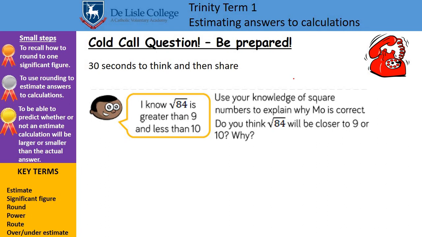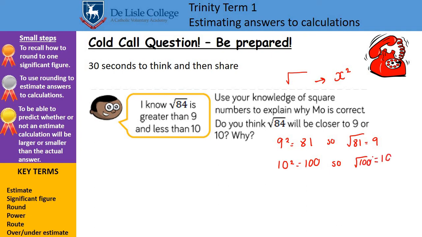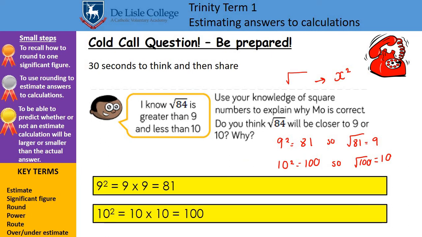Right, we should remember from previous lessons, even last week actually, that square root, the inverse is squaring. So we should know that 9 squared equals 81, so the square root of 81 is 9. Therefore, we should know that 10 squared is 100, so the square root of 100 is 10. And we know that 81 is closer to 84 than 100 is, so it will be closer to 9.